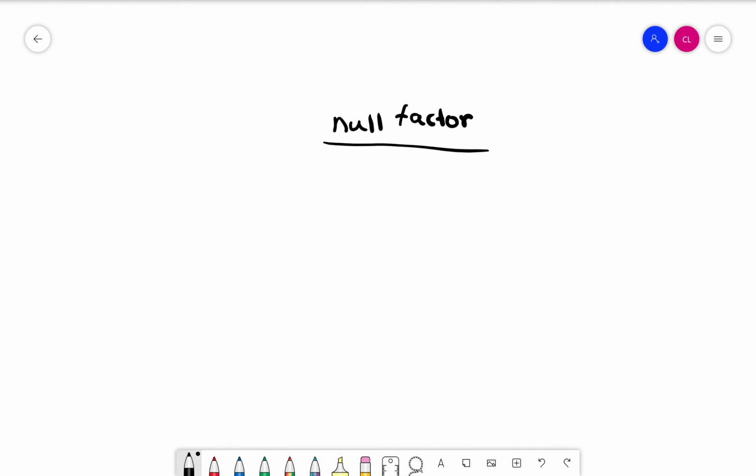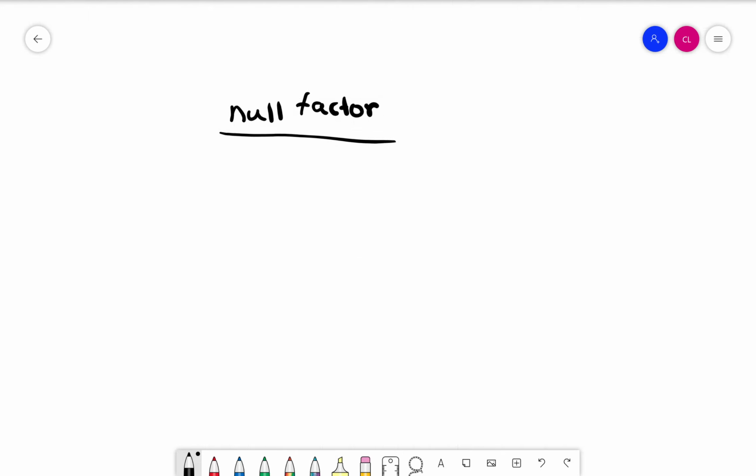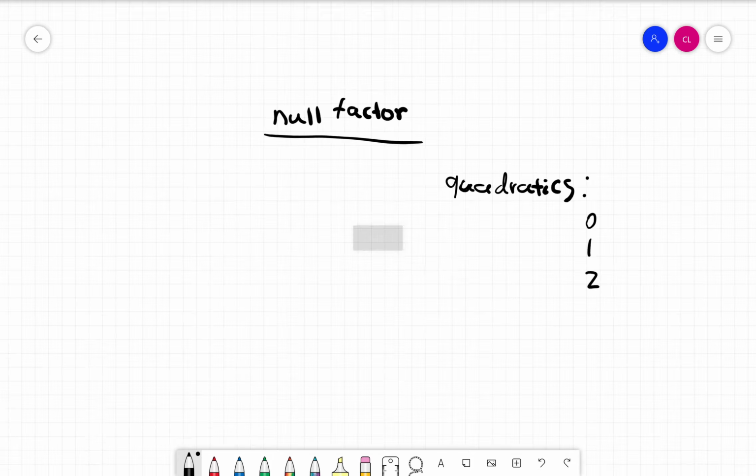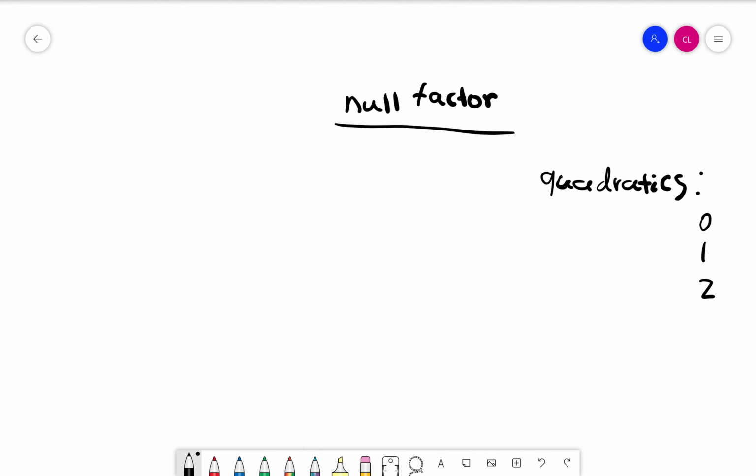Okay, so before we start, there's something you should know about quadratics. They can have either zero solutions, one solution, or two solutions. Keeping that in mind, let's start.